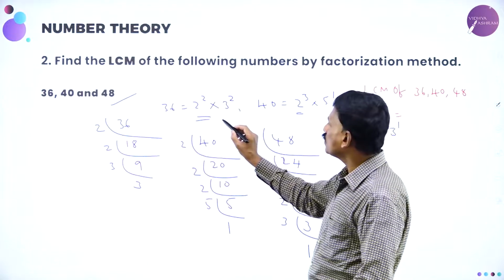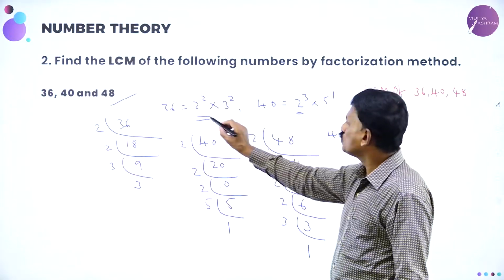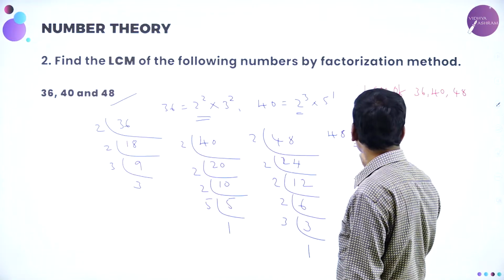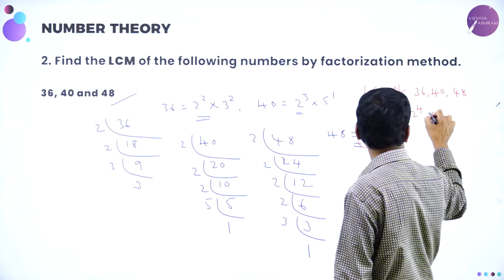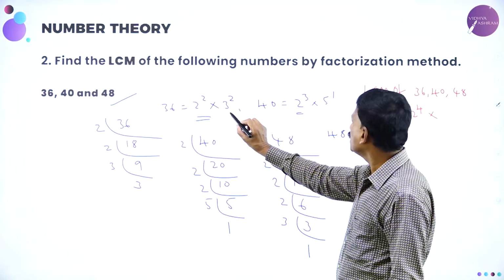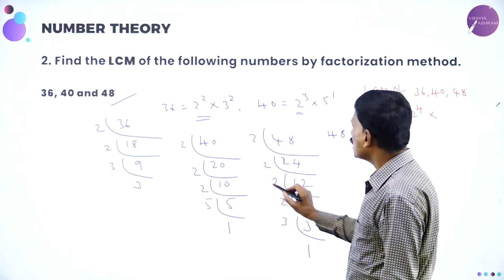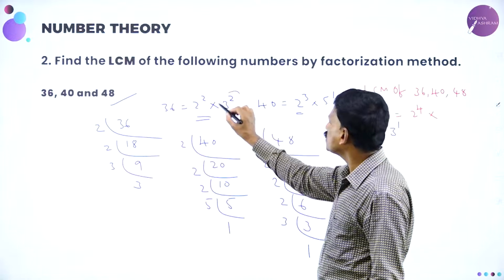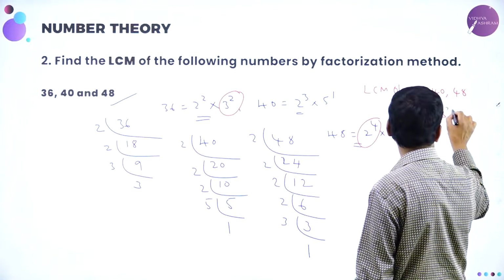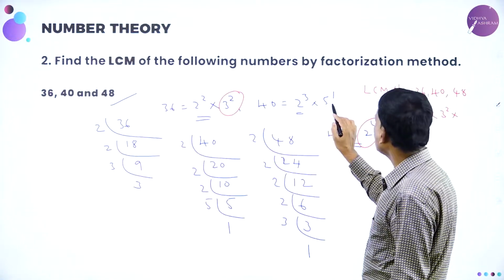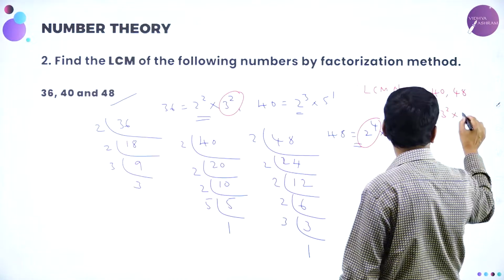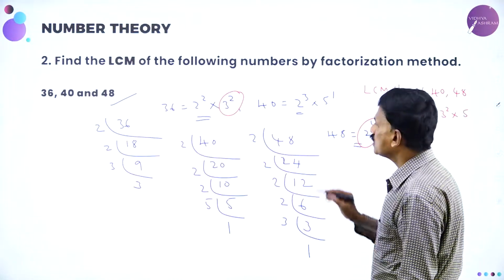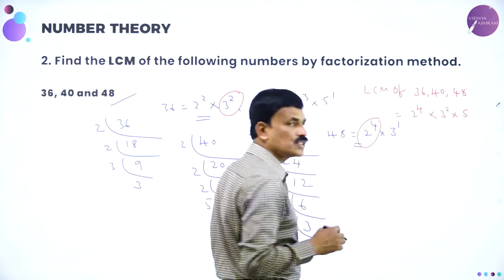So what is the highest power of 2 here? 2 square, 2 cube, so 2 to the power of 4 into the highest power of 3. So what is the highest power we have here? 3 to the power of 1, 3 square is the highest power. We can write 3 square. And again, the next factor we have is 5. The highest power of 5 is 5. So that's it: 2 to the power of 4, 3 square into 5.